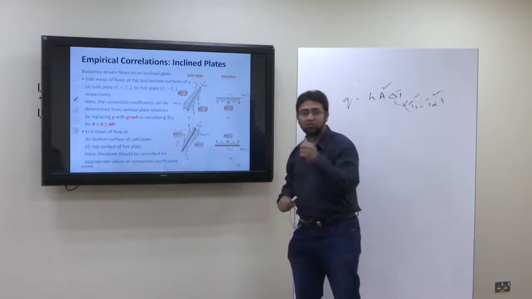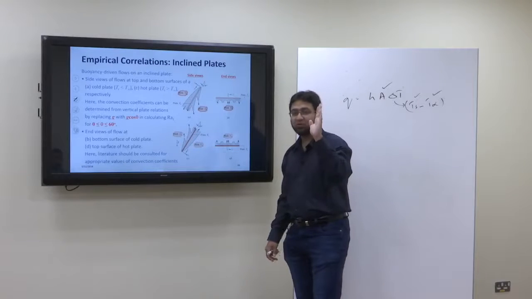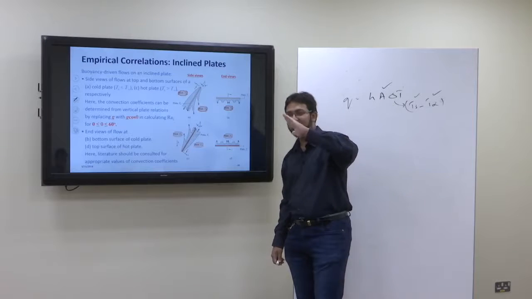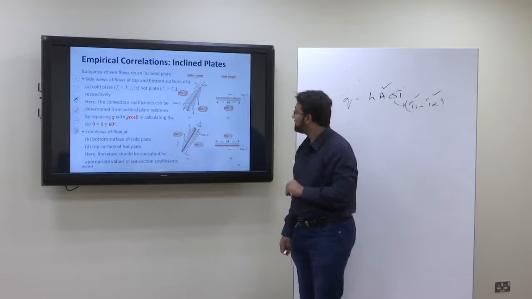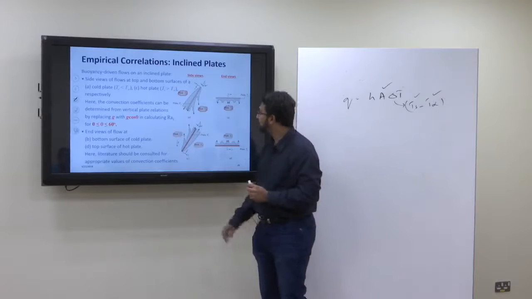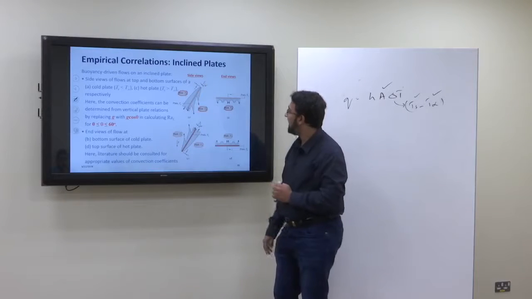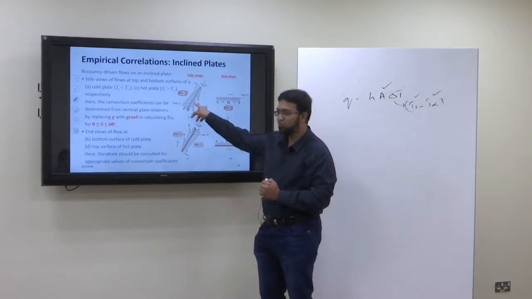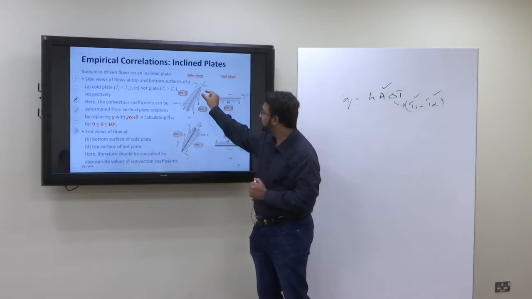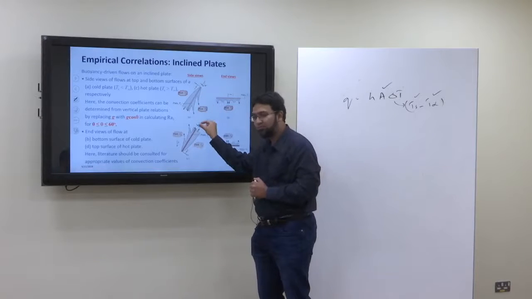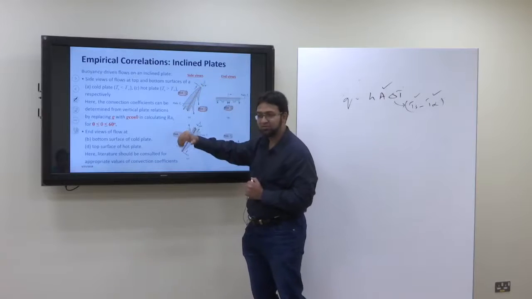Now that was for the case of the vertical plate. Now if the plate is not vertical, let's say the plate has an angle. It's an inclined plate. So suppose the plate is like this, and the plate is cool. So what will happen? At the bottom side, you will have streams of fluid which will be going down, and at the top side, you will have a boundary layer developed and the fluid is going down like that.